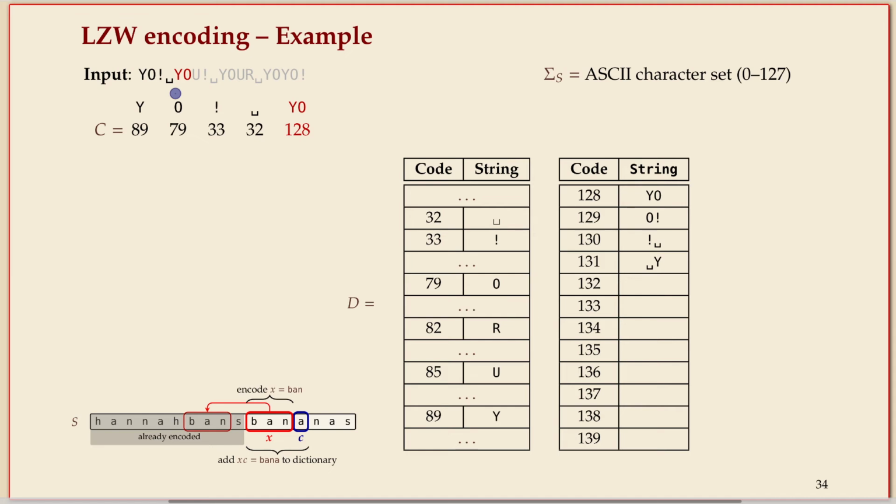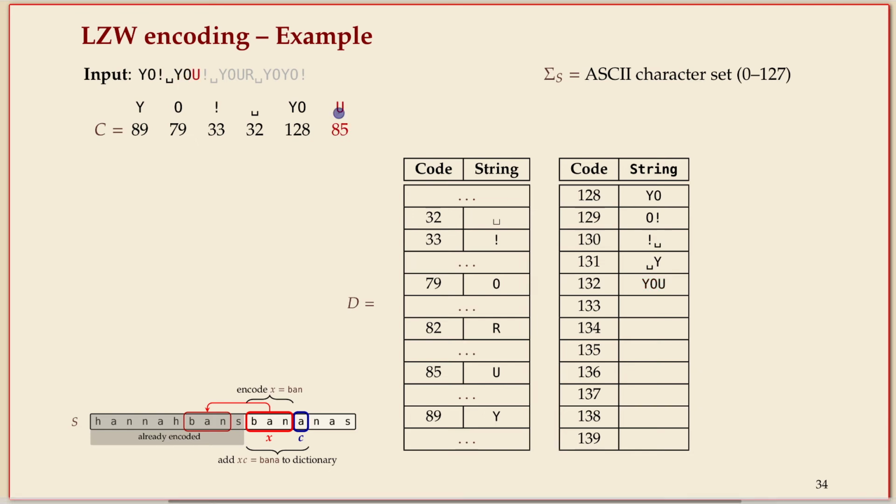And now we could just take the Y as before, but we actually have YO in the dictionary as well. So we take that because it's the longer match. So we encode the 128. But as before, we add this plus one more character as a new string in the dictionary. And so you see how this builds up longer things in the dictionary to use later. And so if some string occurs many times, you can just reuse the longest version of that.